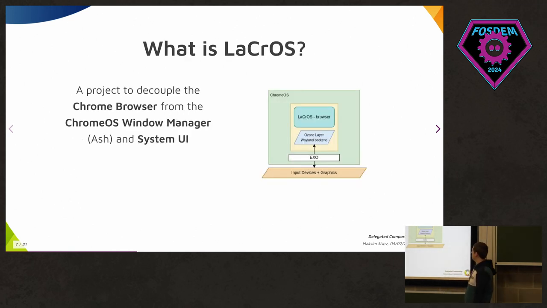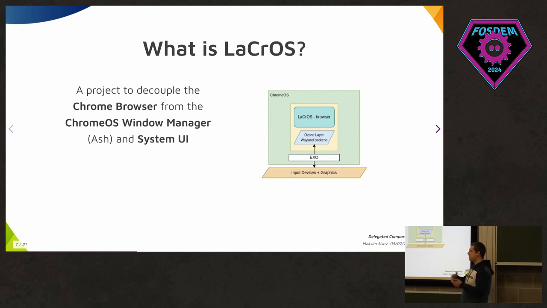But what is Lacros? Lacros is a project to decouple the Chrome browser from the ChromeOS window manager, called Ash, and the system UI. On the green box, you see the ChromeOS operating system, and on the yellow box, you can see the Lacros browser, which uses the Wayland backend through the Ozone layer. The Ozone layer is basically an abstraction in the Chromium browser which allows you to implement your own backend. As I said, on Linux it's X11, headless and Wayland, and it's switchable at runtime.